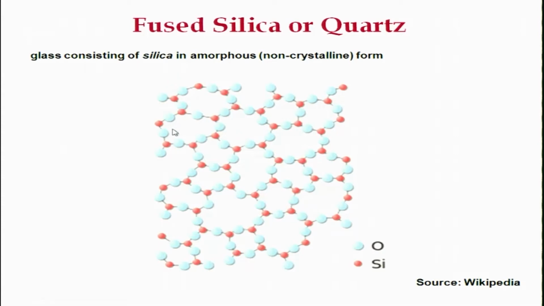So here you can see that you have each oxygen atom. These are silicon atoms, these ones, and these are oxygen atoms.